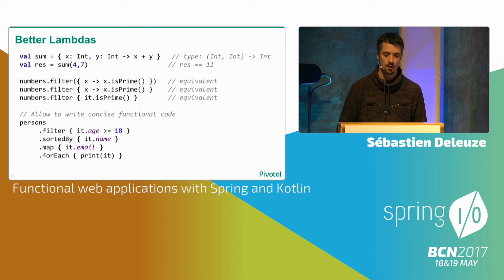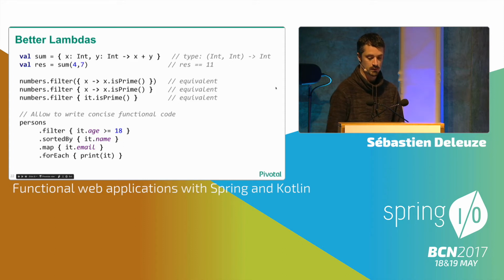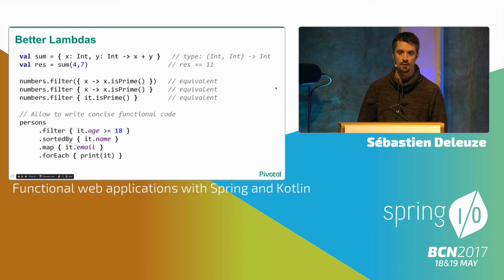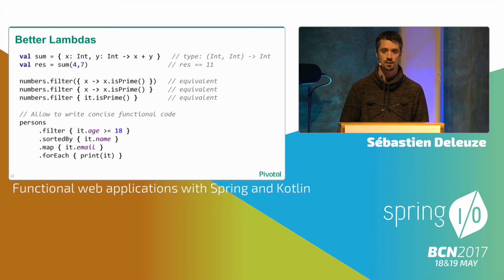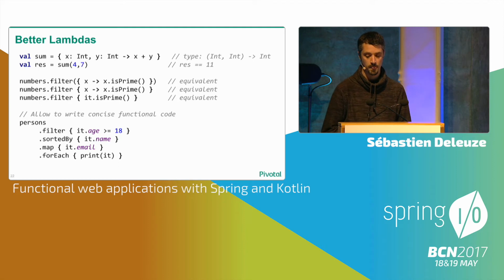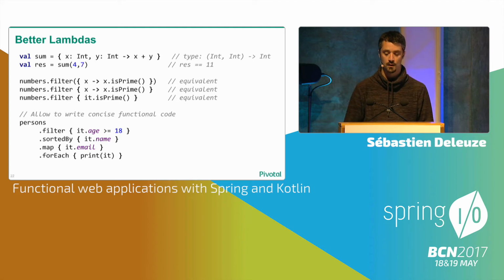You also have better lambdas. So in Kotlin, you have higher-order functions that allow you to define a function only with its signature. So here we have a function that takes two int parameters and returns another int, and you just have to call it. You have some shortcuts in terms of syntax.